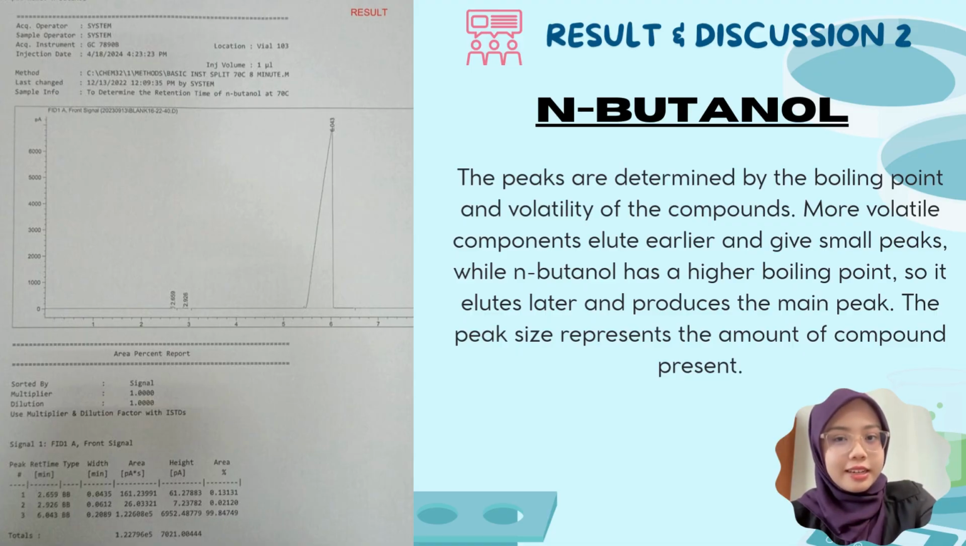Next is the result and discussion 2. The result that I got is n-butanol. The peaks are determined by the boiling point and volatility of the compounds. More volatile components elute earlier and give small peaks, while n-butanol has a higher boiling point, so it elutes later and produces the main peak. The peak size represents the amount of compound present.